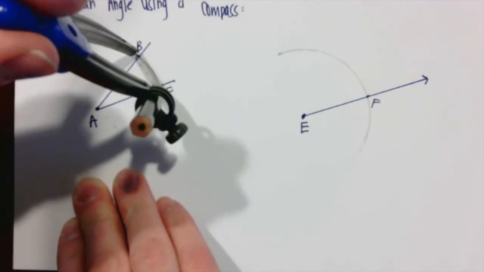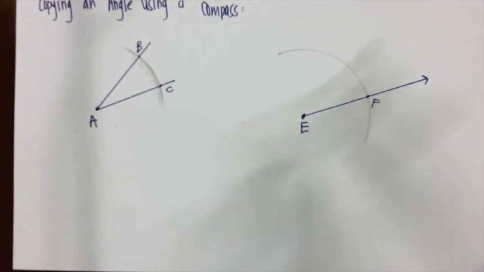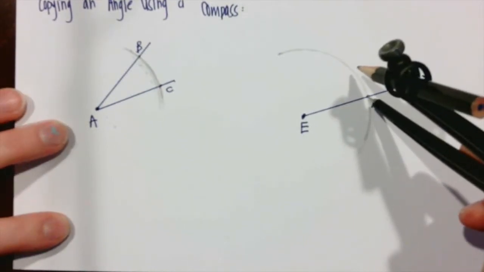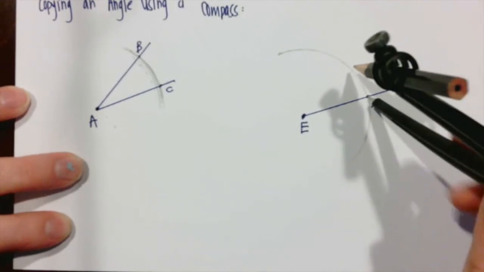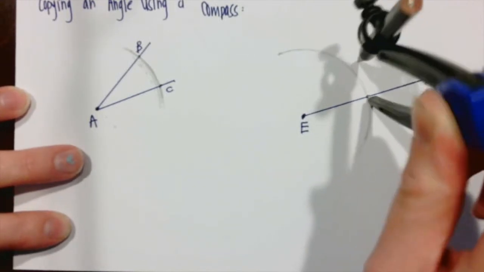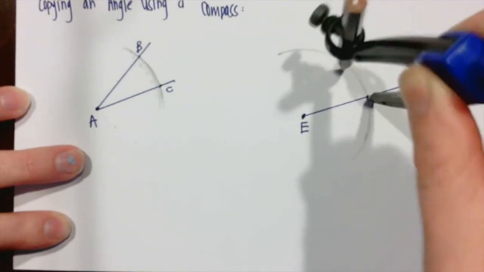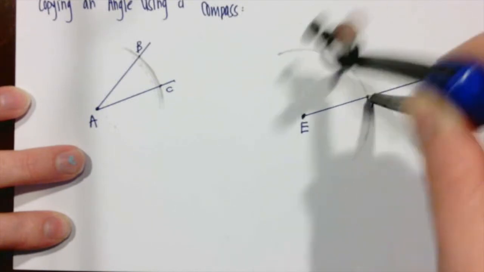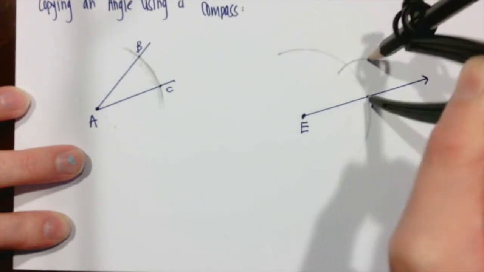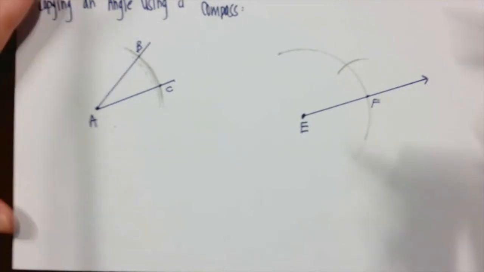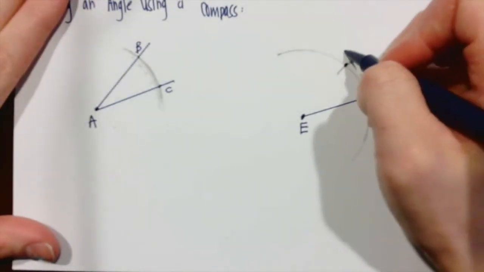Step 7 says without changing the compass setting, put the sharp point of the compass on point F. So my sharp point goes over here to F. And make an arc that intersects the arc in step 5. So I'm going to do a little arc. And my arc is intersecting with the other arc we already have. Label the point of intersection as D.